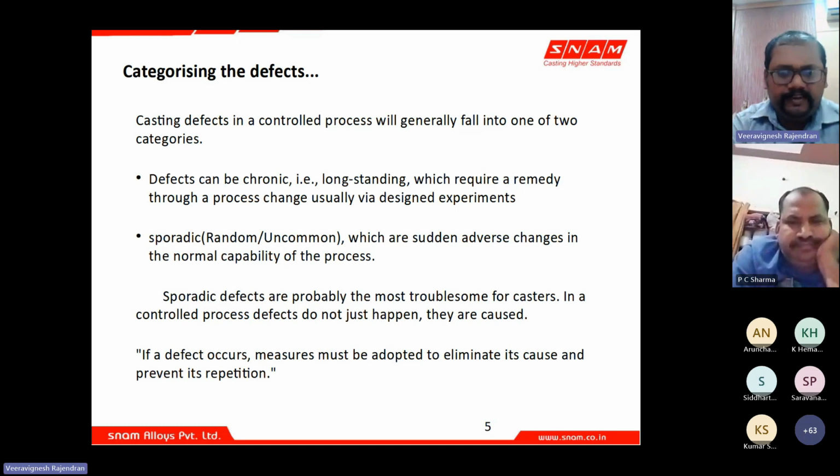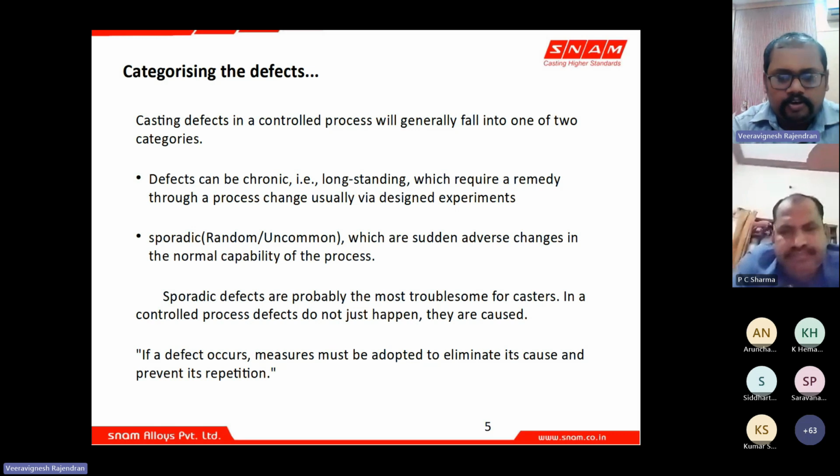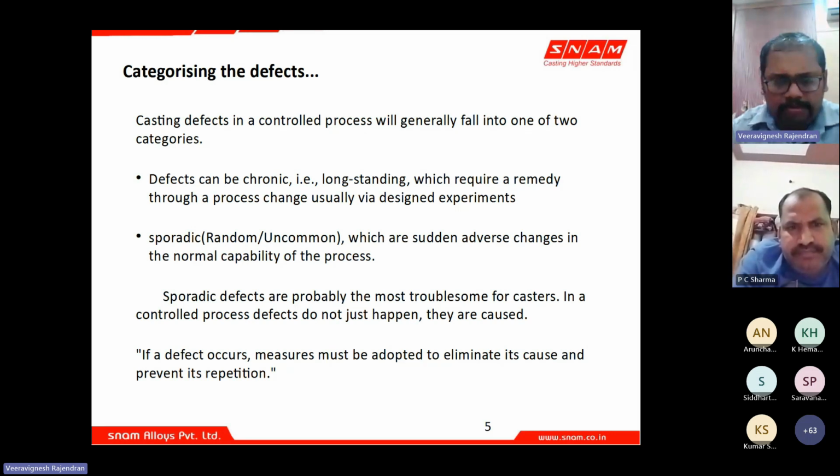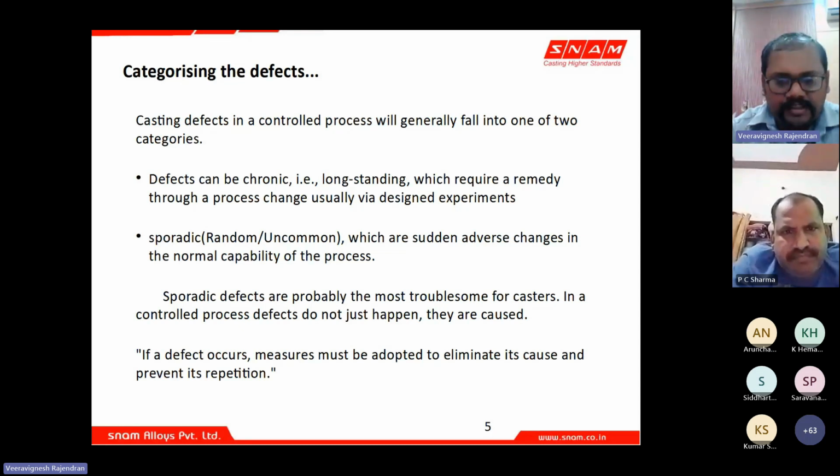So if a defect occurs, measures must be adopted to eliminate its cause and prevent its repetition. So that is the baseline with which we should start any action. Say, for example, I should not look at a short-term solution. Today, if I get rid of this defect and complete my production target, say I have to make 1,000 castings, I have to supply 100 tons of castings. Okay, my today's problem is solved, so I'll take a shortcut.